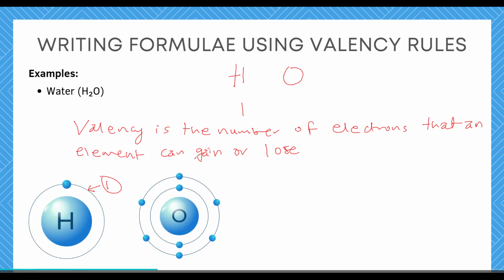Can I repeat what I've written? Yes, please go ahead. So step number one, the valency of hydrogen is one because it can only lose and gain one electron. Yes. Thank you.